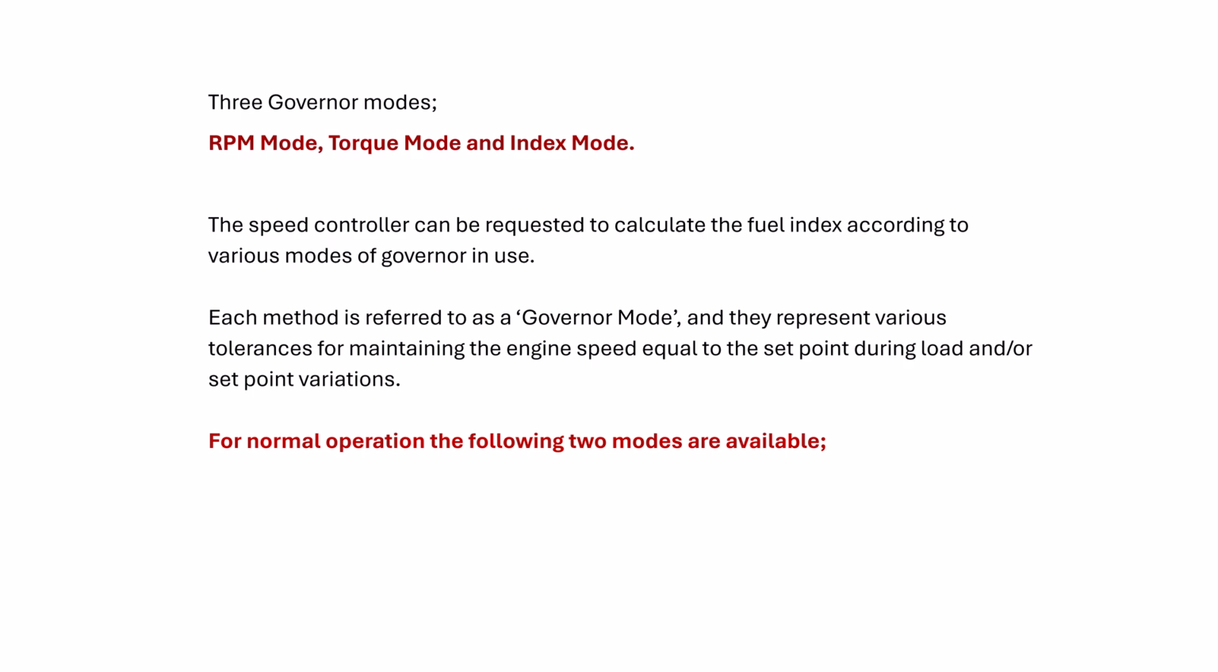So for normal operation, you use two modes. Which are the two modes of all these three? What do you suggest? RPM mode and torque mode, or RPM mode and index mode, or torque mode and index mode? What are the two modes? It is normally RPM mode and torque mode, either RPM or torque mode. Index mode is generally not used. I'll tell you why.